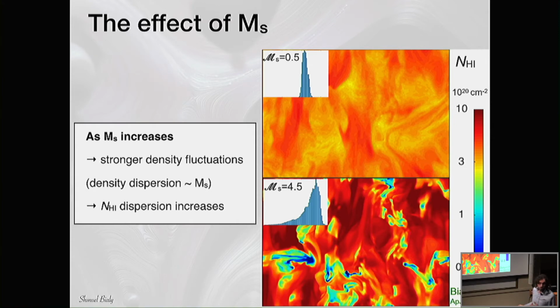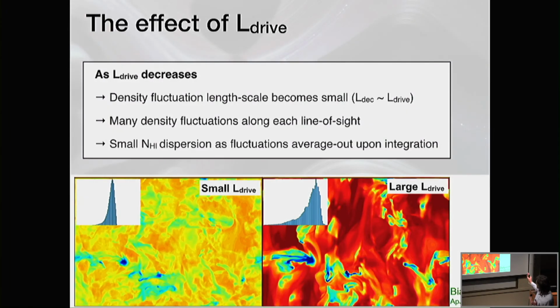Now, what's the effect of the driving scale? This was for a large driving scale. Now, what happens if you decrease the driving scale? If you decrease the driving scale, it means that the sizes of these density fluctuations become small. So along each line of sight, you have many, many density fluctuations. And then when you sum over all of them, because that's what you do when you calculate the column density, you get more or less the same answer. You average out all the positive and negative density fluctuations, and therefore you again get a more uniform map compared to the large driving scale.